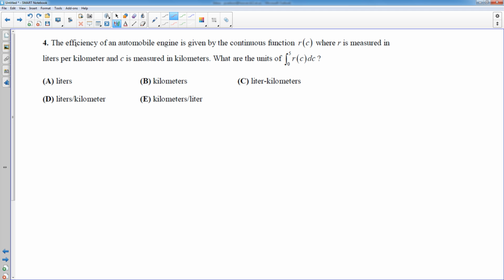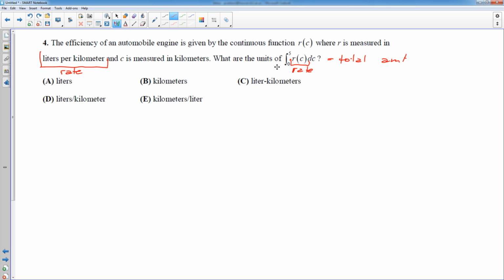Let's see. Oh, geez, words. The efficiency of an automobile engine is given by the continuous function r of c, where r is measured in liters per kilometer. Okay, that's important. R is a rate. So basically, r is a derivative. C is measured in kilometers. What are the units of this? So we are finding the antiderivative of a rate. The antiderivative of a rate will give you a total amount.